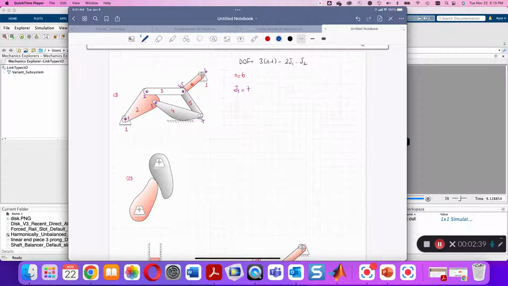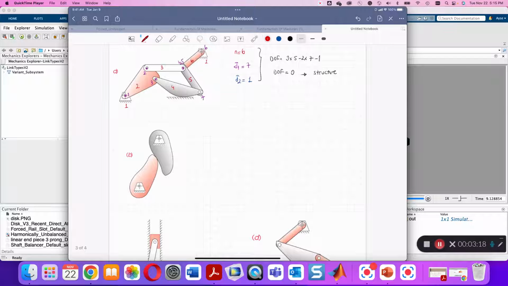Let me change again my color to blue. J2 is when you have a line contact, such as this point here only. So there's only one higher pair kinematic joint. And if you do the math by plugging in these values into the equation, degree of freedom will be 3 times 5 minus 2 times 7 minus 1. So degree of freedom should be equal to 0. So if the degree of freedom is equal to 0, you actually did not design a mechanism, but you designed a structure. Let's continue with the second example here.